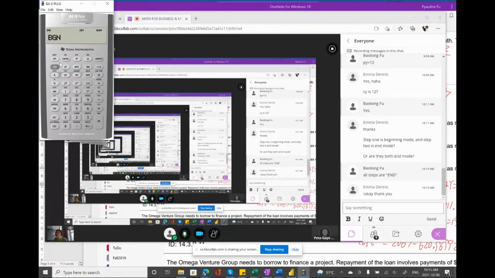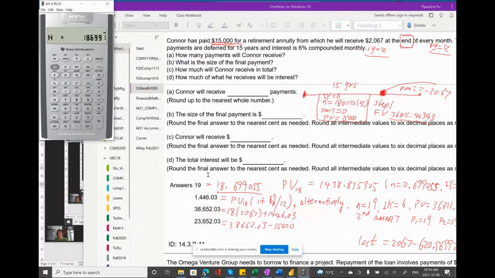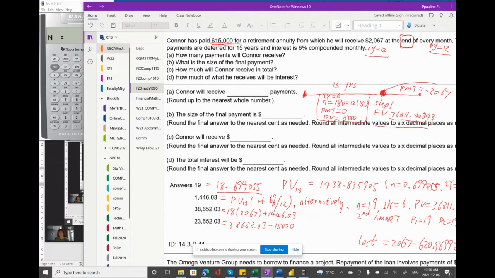So I will change to END mode. Now my question is in END mode. I will compute my term N. I just click one button, compute term N. I got the correct answer because all the numbers I entered are still stored. So the number is 18.6991. Last time I got four decimals because the question asks to round all intermediate values to 6 decimals.